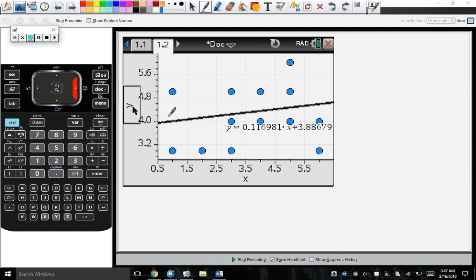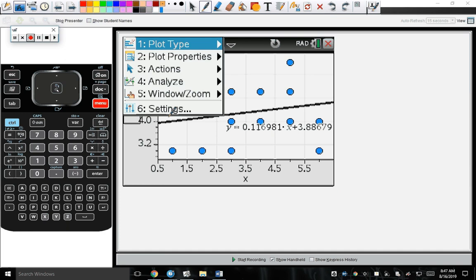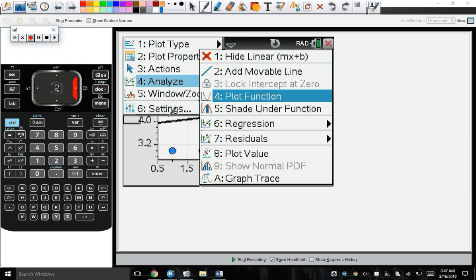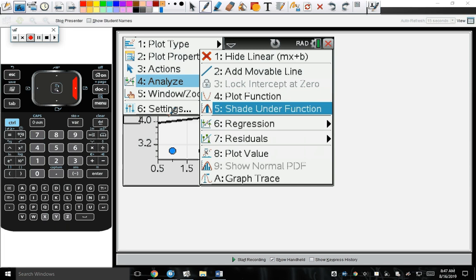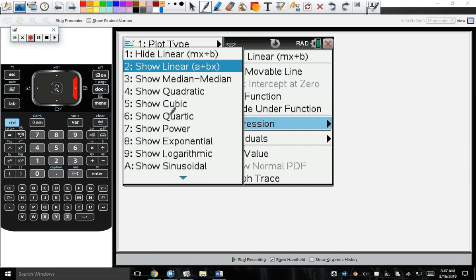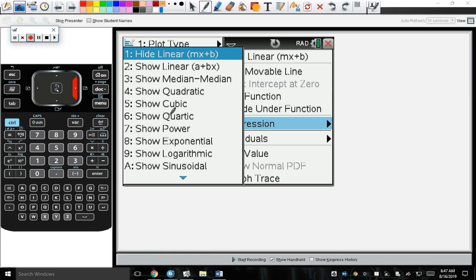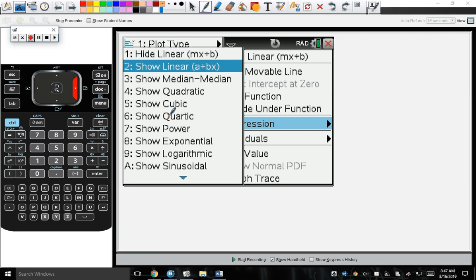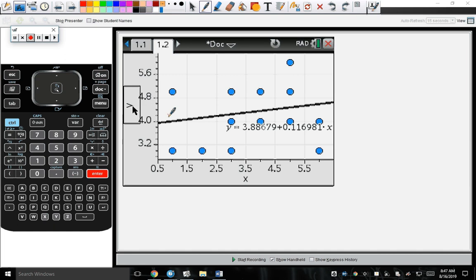Okay, I'm going to do that one more time. We just finished our points. We would press menu. We'd go to analyze. We would go to regression. And then we would go linear. So we would show the linear, and you still have it as far as there being shown.